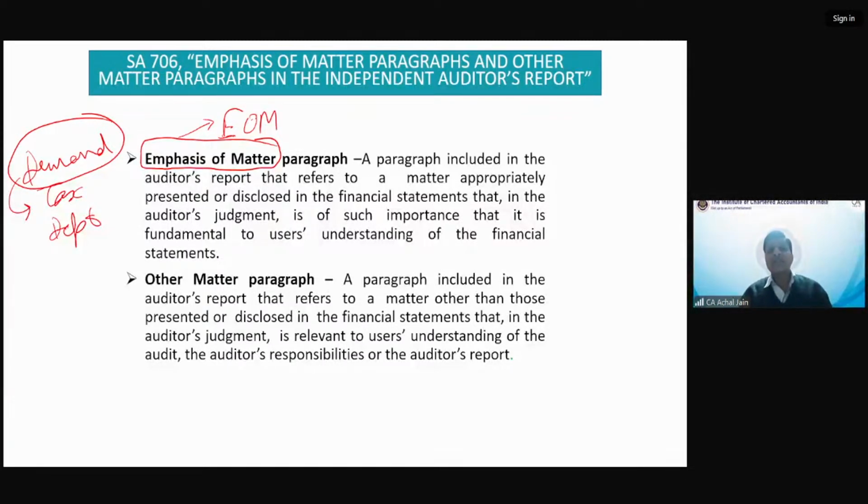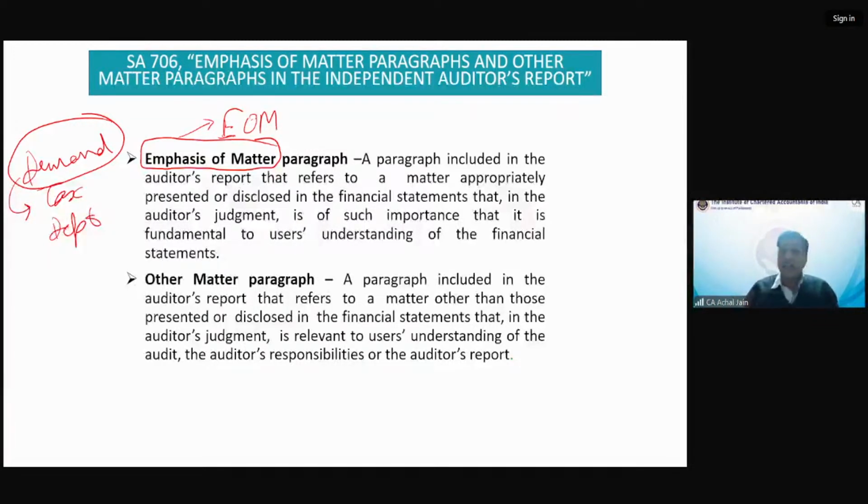What is the basis which the auditor will follow for assessment of EOM, meaning when this EOM should be included? But there's one more feature. Let's try to understand the feature of this EOM. EOM means the auditor wants to highlight something in the financial statements to the users.